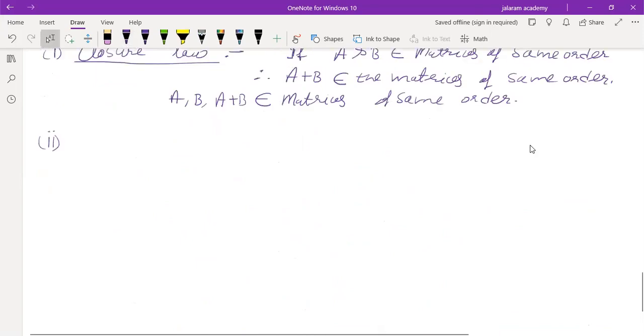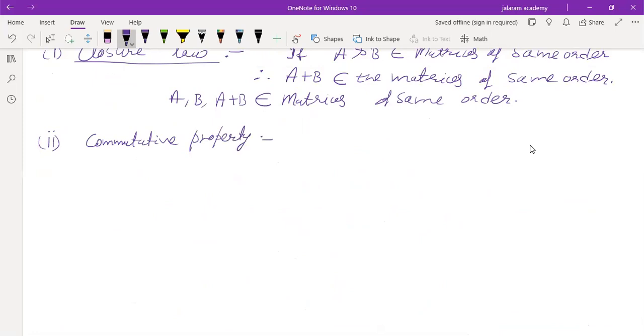Now the second law is commutative property. What is the meaning of commutative property? A plus B equals B plus A. Yes, it means on changing the order, the sum remains the same. Very good. Matrices follow this property. Sum of matrices is commutative. Is that clear to you? It means on changing the order, the sum remains the same.